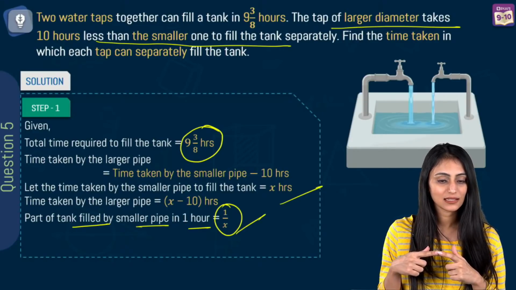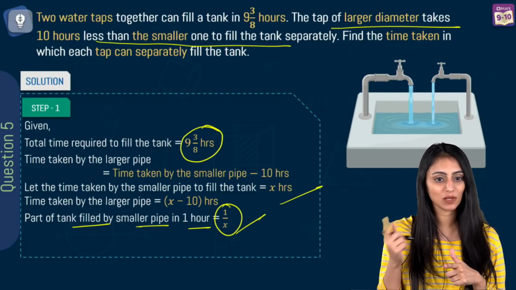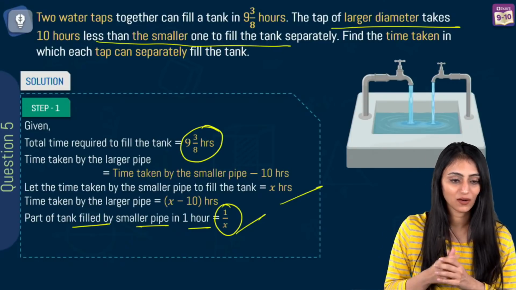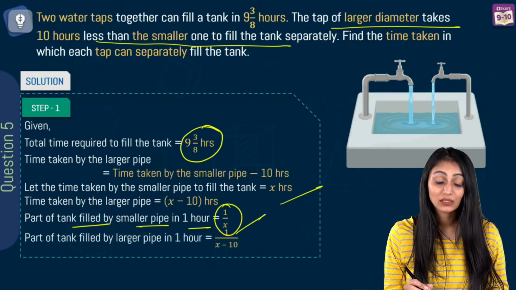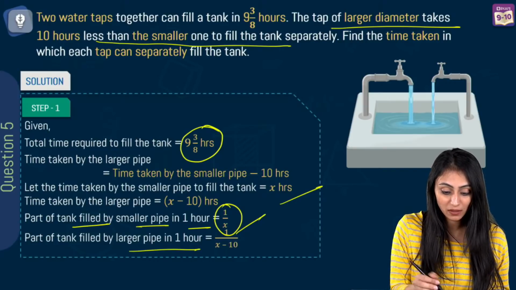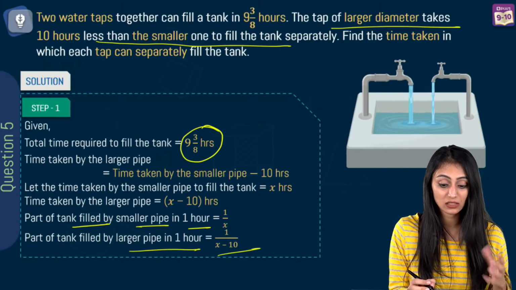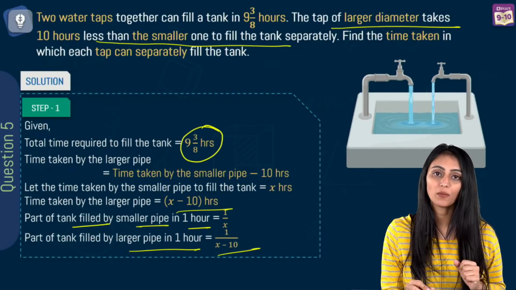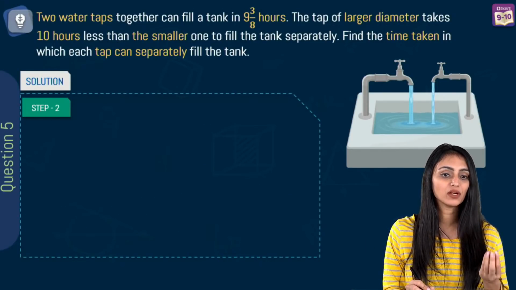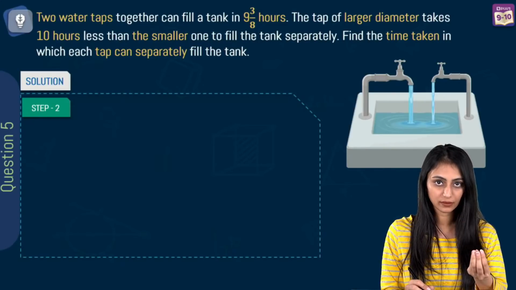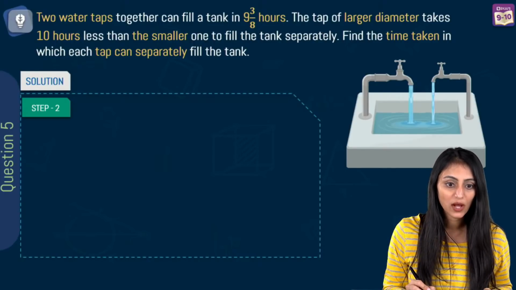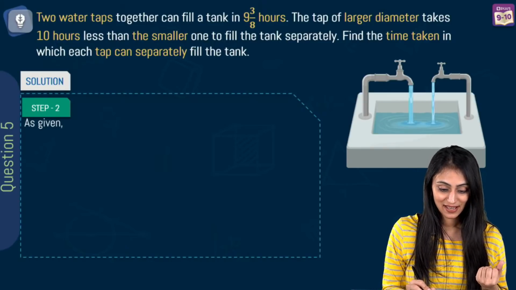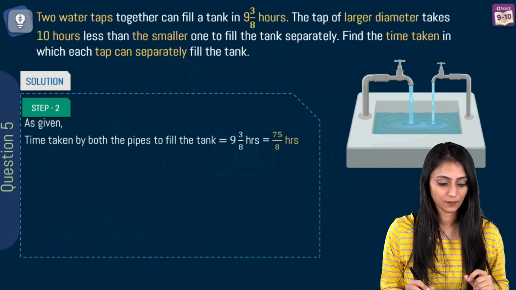Let's say the larger one is taking x hours, so the smaller one will take x plus 10. Other way around, right? That's what you're asking? All right, this is clear. Similarly, the part of the tank filled by the larger pipe in 1 hour is going to be 1 upon x minus 10, because it is taking x minus 10 hours to fill the tank separately. Yes? Okay, that's going to be 1 upon x minus 10. We use the unitary method basically when we have to find out the value of one thing, right? Yes, Uma, your reducible equation is related, but we are not solving this question with the reducible method, right? When we are finding out the value of one thing, yes.